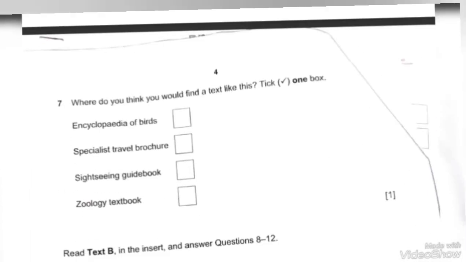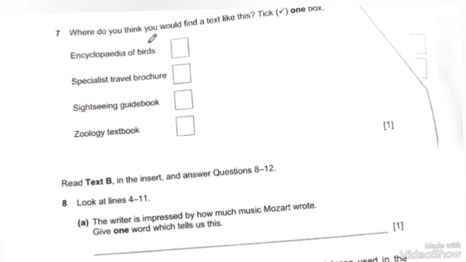And next. Question 7. Where do you think you would find a text like this? As you know, the text was about bird watching and a trip. Would you like to go bird watching trip? Encyclopedia of birds, specialist travel brochure, sightseeing guidebook, or zoology textbook? Tick. Because it's trip, so it's related to traveling. You're gonna find it in this. So done.